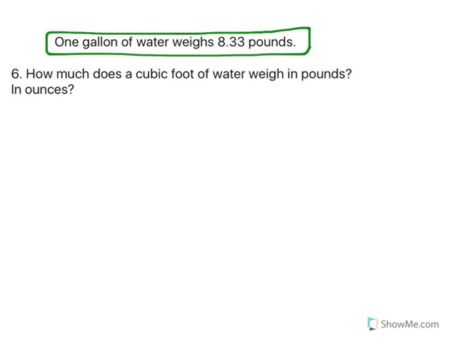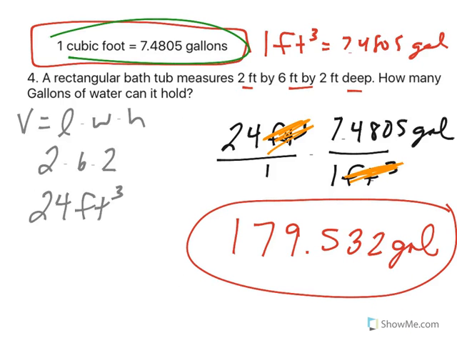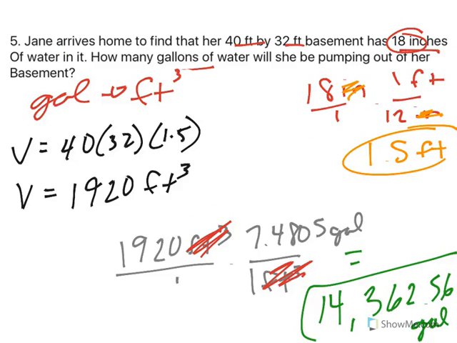All right, well, hey, speaking of all this water, you know, guys, water is heavy. 1 gallon of water weighs 8.33 pounds. So, how much does a cubic foot of water weigh? And you're like, I don't know about cubic feet, I know about gallons. Well, don't forget that a cubic foot is 7.4805 gallons.